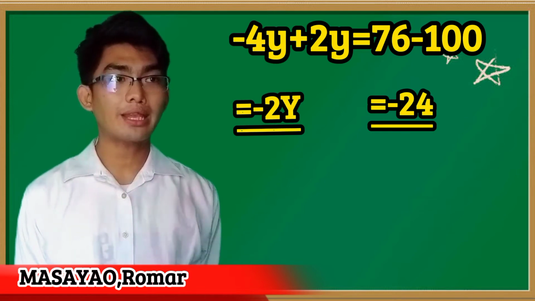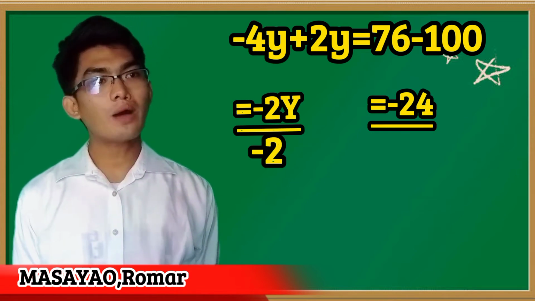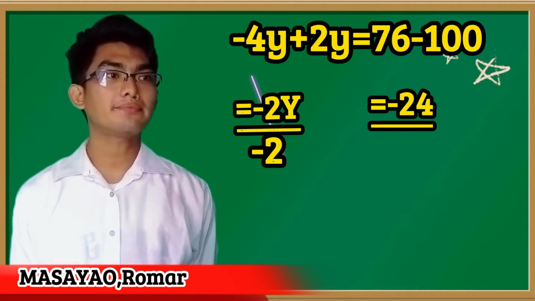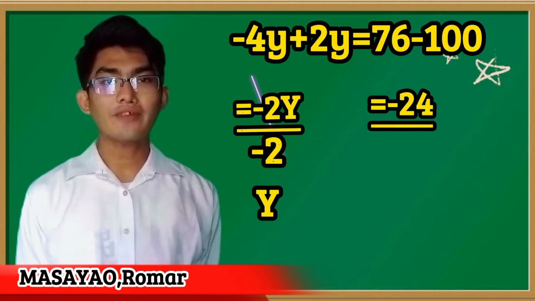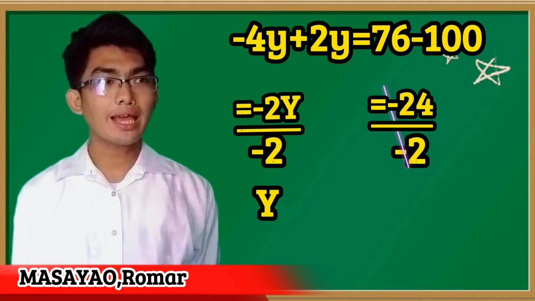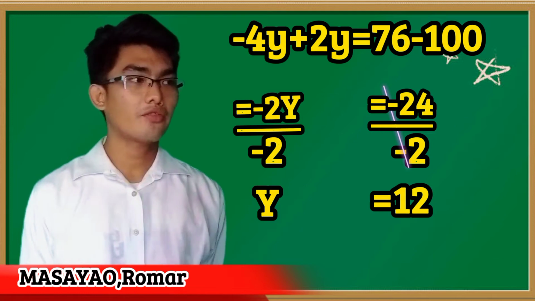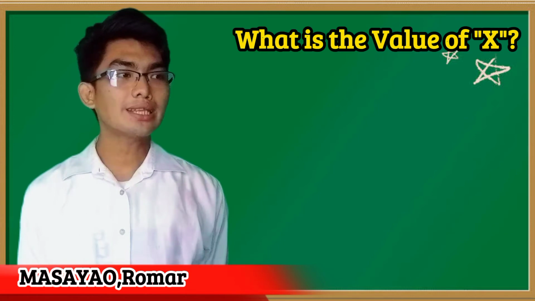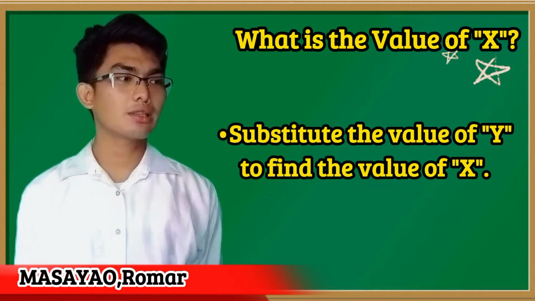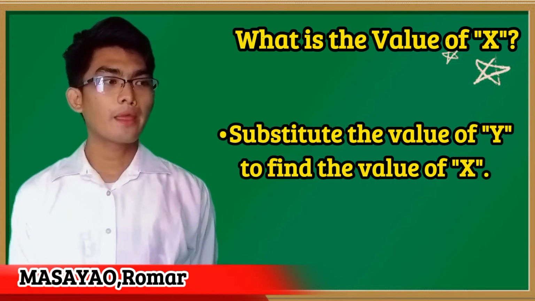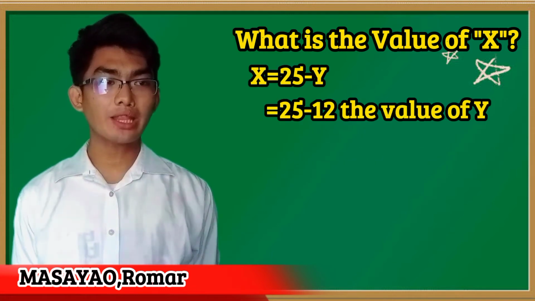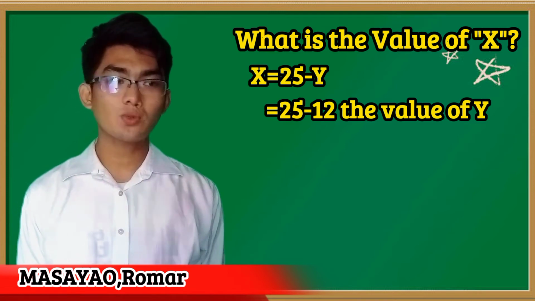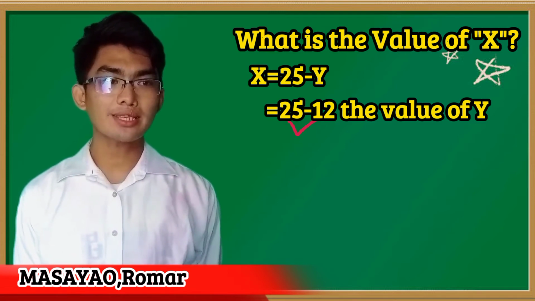Divide both sides by negative 2. Negative 2y divided by negative 2 cancels, leaving y. Negative 24 divided by negative 2: cancel the negative sign, then the answer is positive 12. Therefore, the value of y is positive 12. So what is the value of x? Let's substitute the value of y to find x. We have x equals 25 minus y. Bring down 25. The value of y is 12. 25 minus 12, the answer is 13.